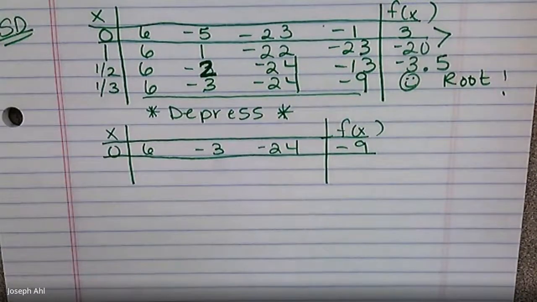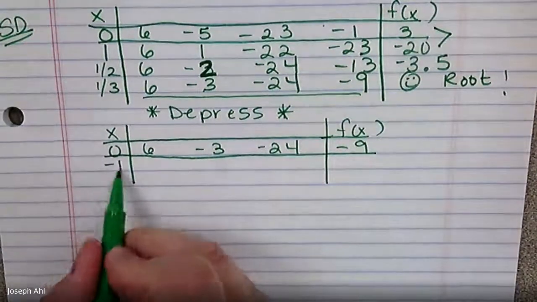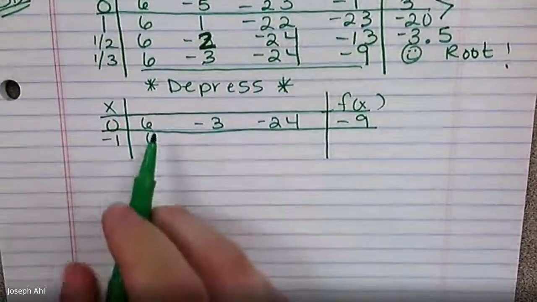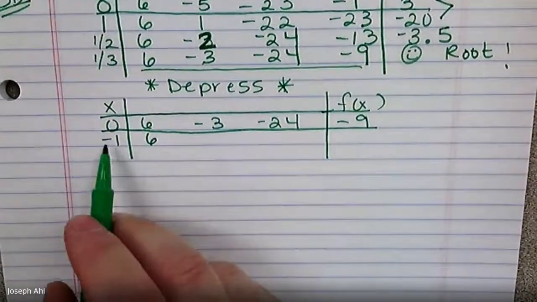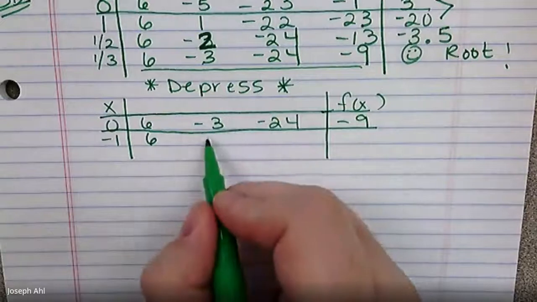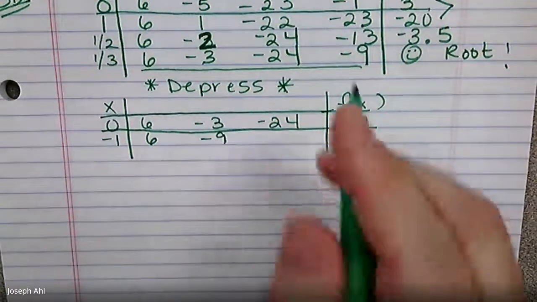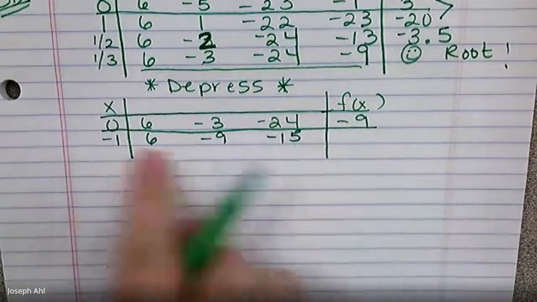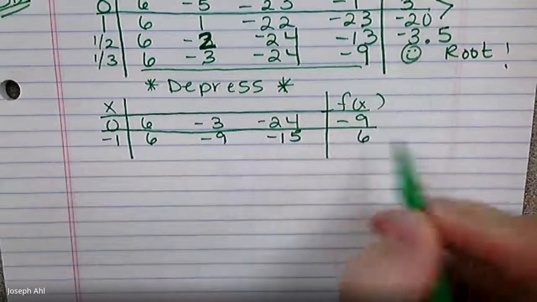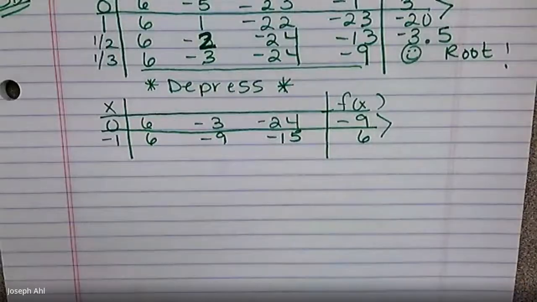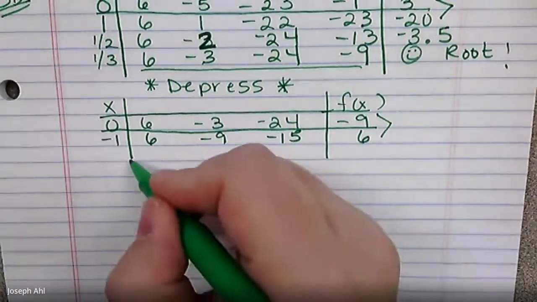All right, so what do we do? We switch over and start thinking about maybe testing some negatives. So when I bring down the 6, I'll test maybe negative 1. Negative 1 times 6 is negative 6 plus negative 3 is negative 9. That would be 9 plus negative 24 is negative 15. And then 15 and negative 9 is 6. You don't always get a sign change here, guys, but if it happens to work out that way, maybe it's not a bad thing to look for.